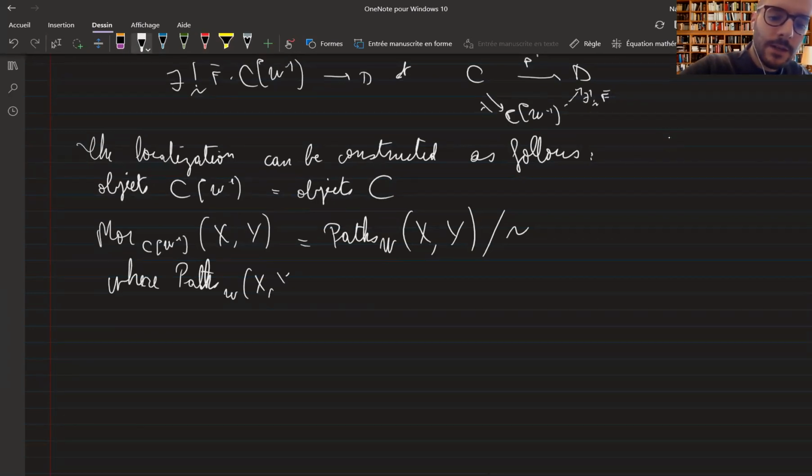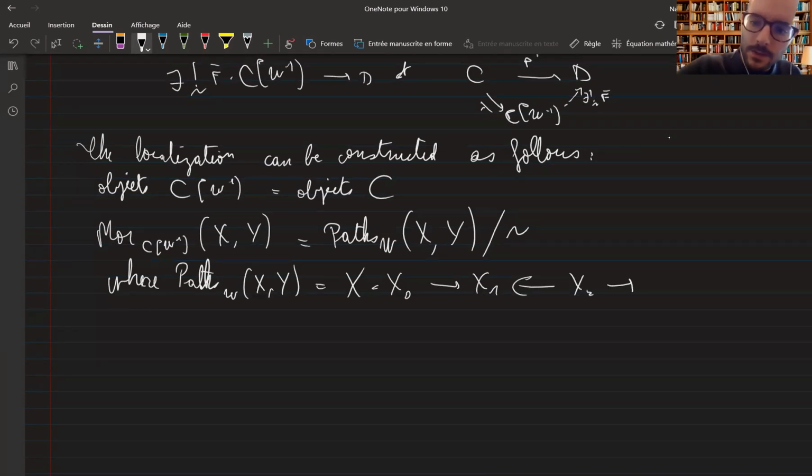where a path between X and Y is a sequence like this: X, let's call it X0, goes to X1, gets a map from X2, and so on, until Xn, which is Y. And all the maps which go in the wrong direction are assumed to be elements of W.